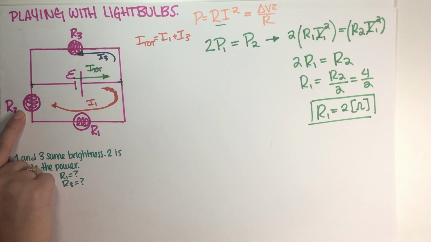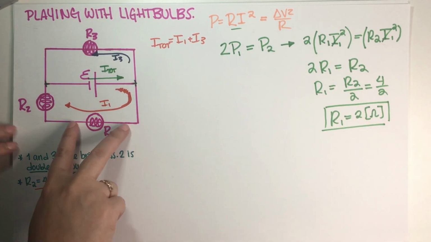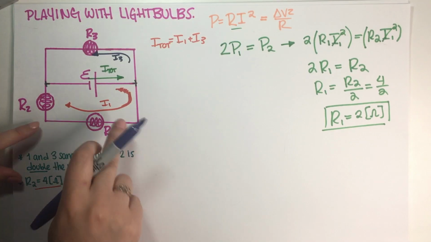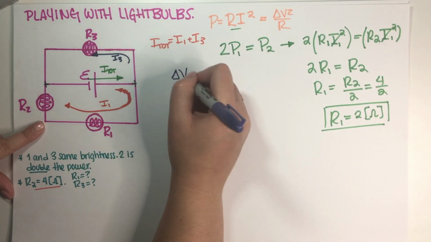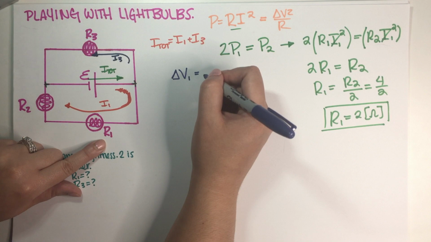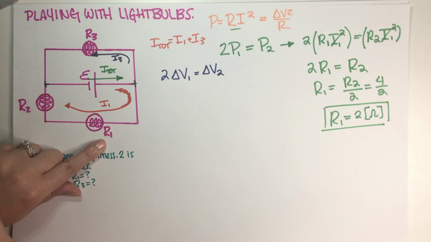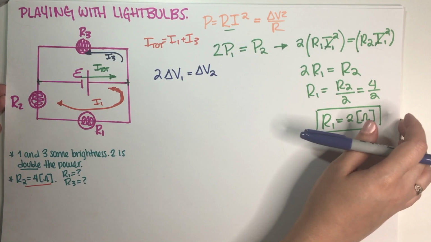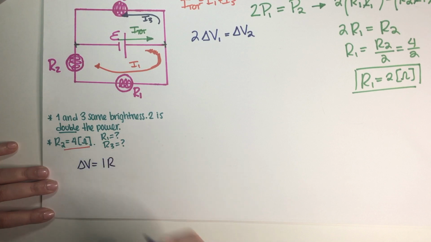This is 4 ohms, which means that in terms of voltage drop, they don't have the exact same voltage drop, but because this one is exactly twice as this one, we know that delta V across R1 is half as much as delta V across R2. Just because of the values of the resistances. How do I know this? Well, as a side note, remember that delta V across a resistor is IR.